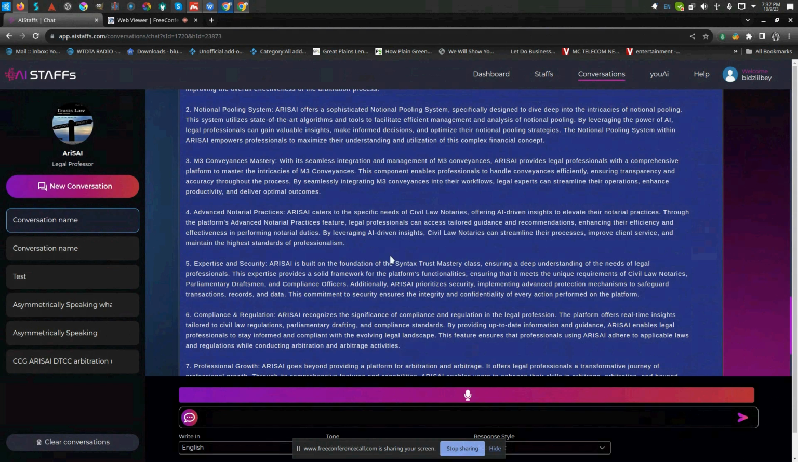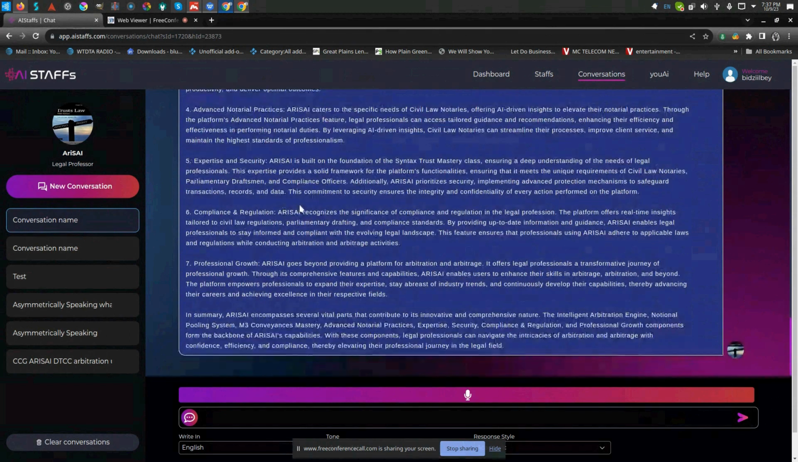That's number 6. Now, compliance and regulation. ARIS recognizes the significance of compliance and regulation. This is why I was telling you about the up-to-date open operating circulars. They tell us civilians are not allowed to utilize notional pooling because this is reserved for those that are accredited investors. So if you are an accredited investor, you are allowed to utilize notional pooling.